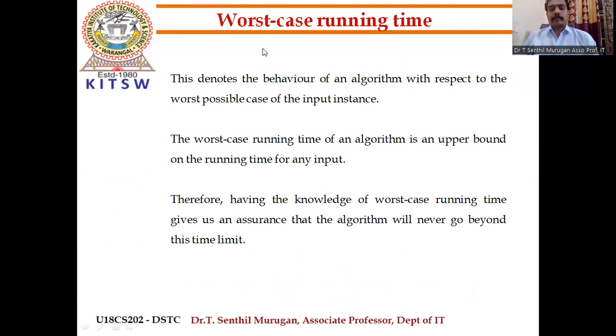Worst case running time. For the time complexity, we have three categories: worst case, average case, then best case. So these three mean: one takes very little time, one takes more time, and one takes average time based on the input.